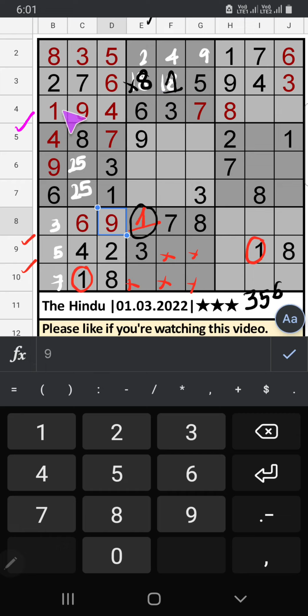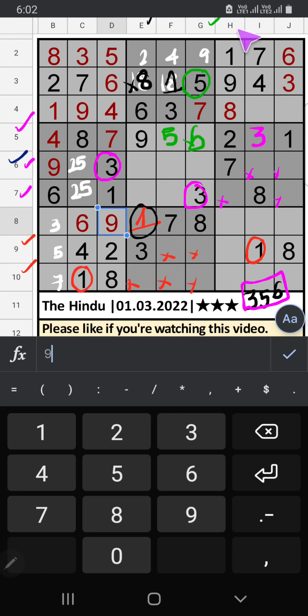Fifth row, 3 numbers are remaining: 3, 5, 6. 6th row and 7th row, we have 3. So 3 can't come in these cells. Then 3 is confirmed here. Then only 2 numbers are remaining, 5 and 6. Column G, we have 5. So 5 can't come in the cell. 5 is confirmed here. Then 6 is here.